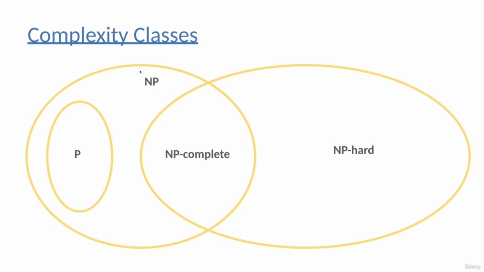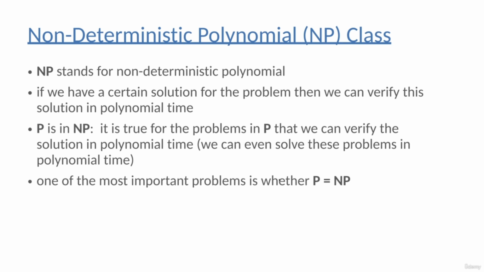Non-deterministic polynomial algorithms are extremely slow. They have exponential or factorial running time complexity. But if we have the solution, we can verify it in polynomial time. Of course, it is true for P as well. If we have the solution for a given polynomial complexity class related problem, then we can verify it in polynomial time, of course. By the way, one of the most important problems is whether P is equal to NP or not.